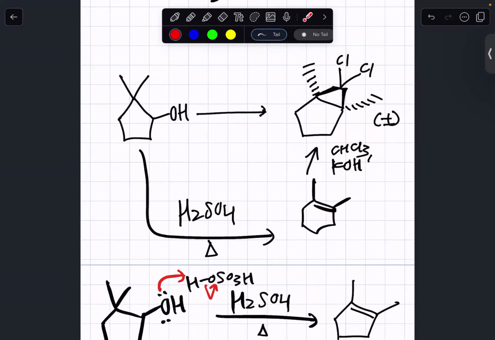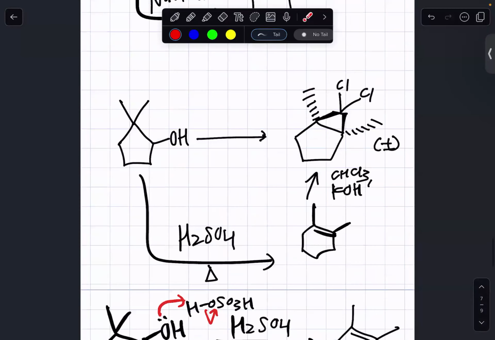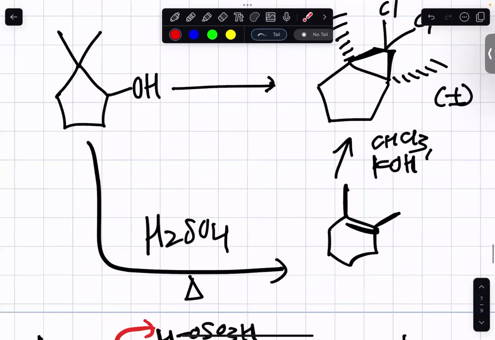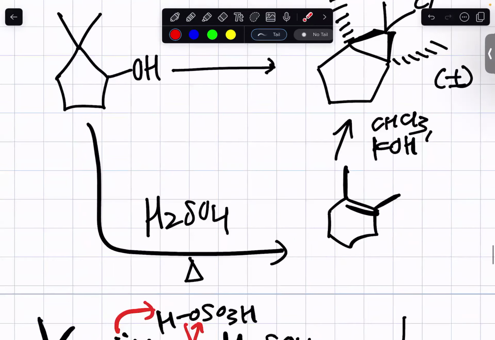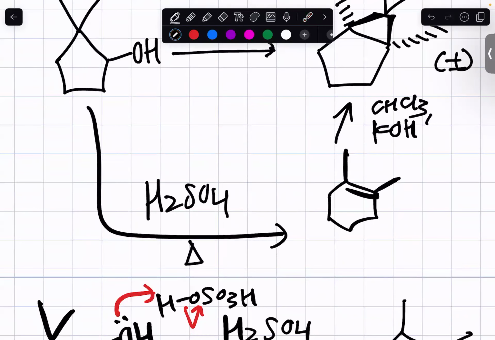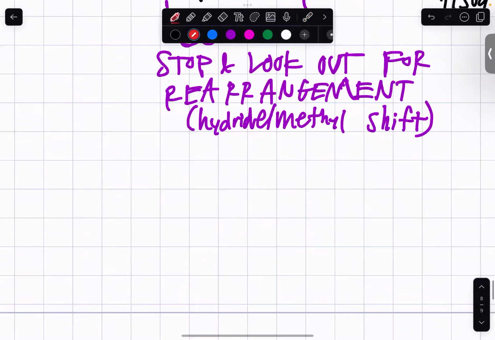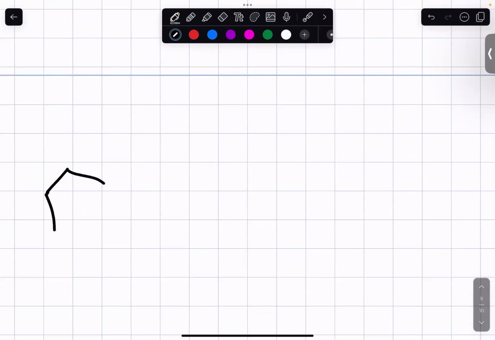And just to clarify, it can be any strong acid, so it could be like HBr or something like that. Oh, so if it was HBr, that is a nucleophilic acid. It has to be a non-nucleophilic strong acid, because if you used HBr, you would get something else.